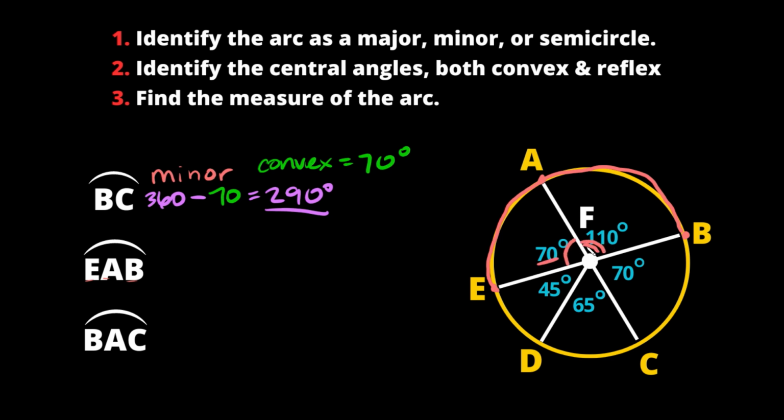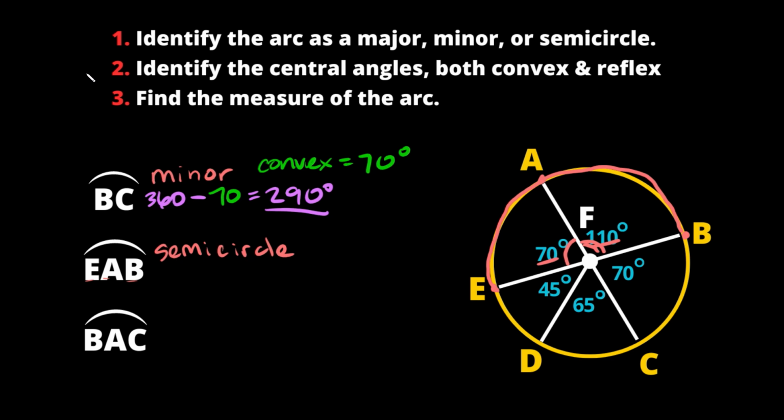So 70 and 110. And when you add up those 2 together, that's equal to exactly 180 degrees. Okay, so is this arc a major, minor, or semicircle? Well, in this case, it would be a semicircle, right? Because semicircles are exactly 180 degrees.